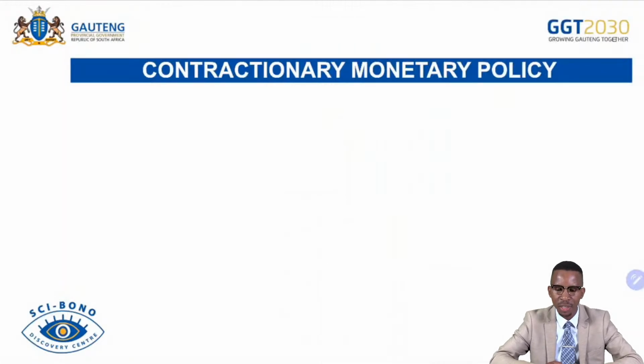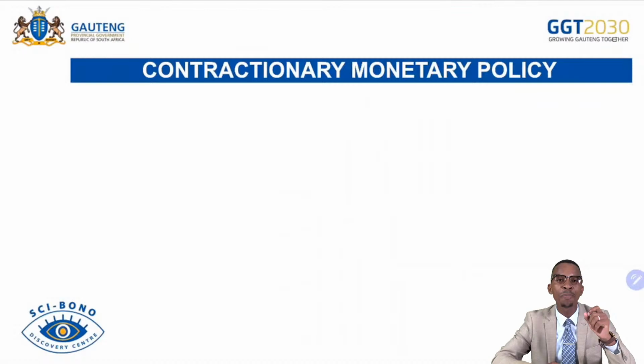And then contractionary monetary policy. Remember, if ever a Reserve Bank intervenes by implementing contractionary monetary policy, that means the central bank is trying to reduce or decrease the money supply in circulation. That means the economy is doing well. The economy can be at peak or prosperity or in the expansion period.